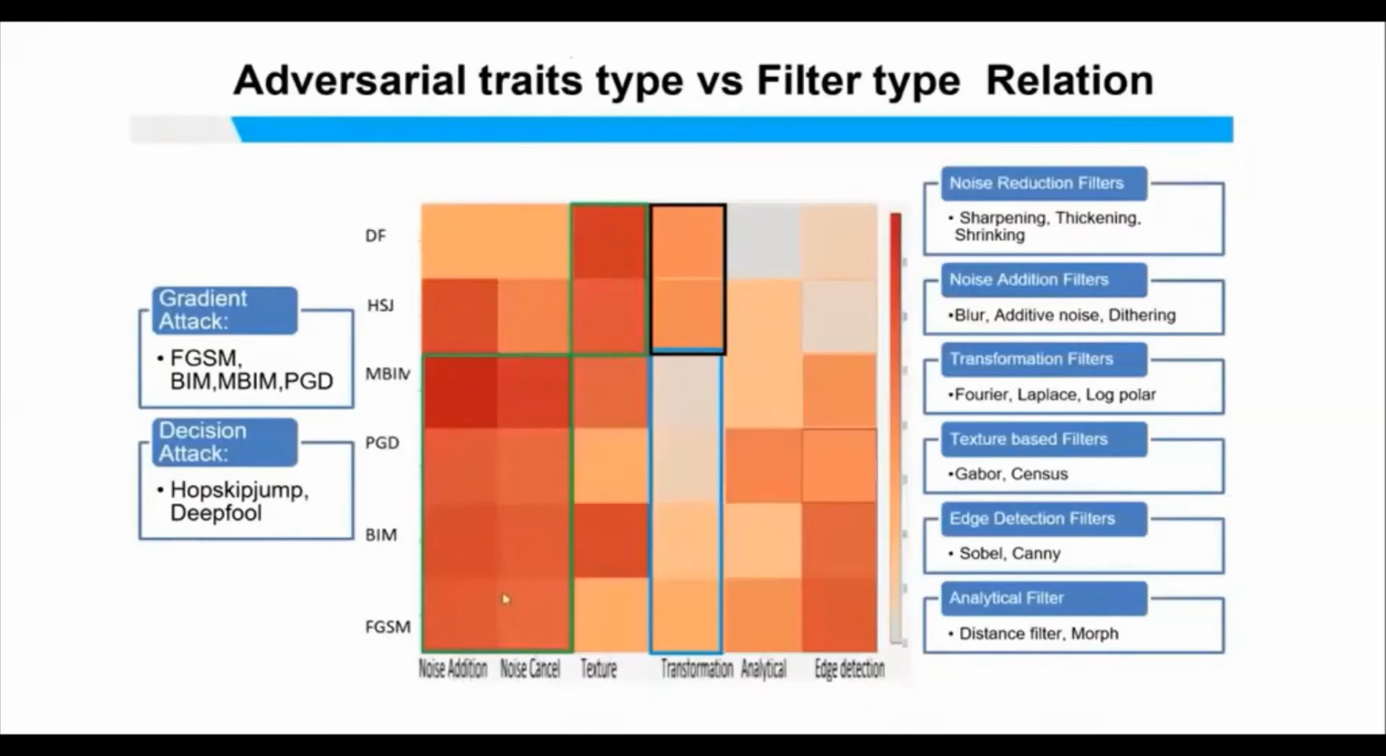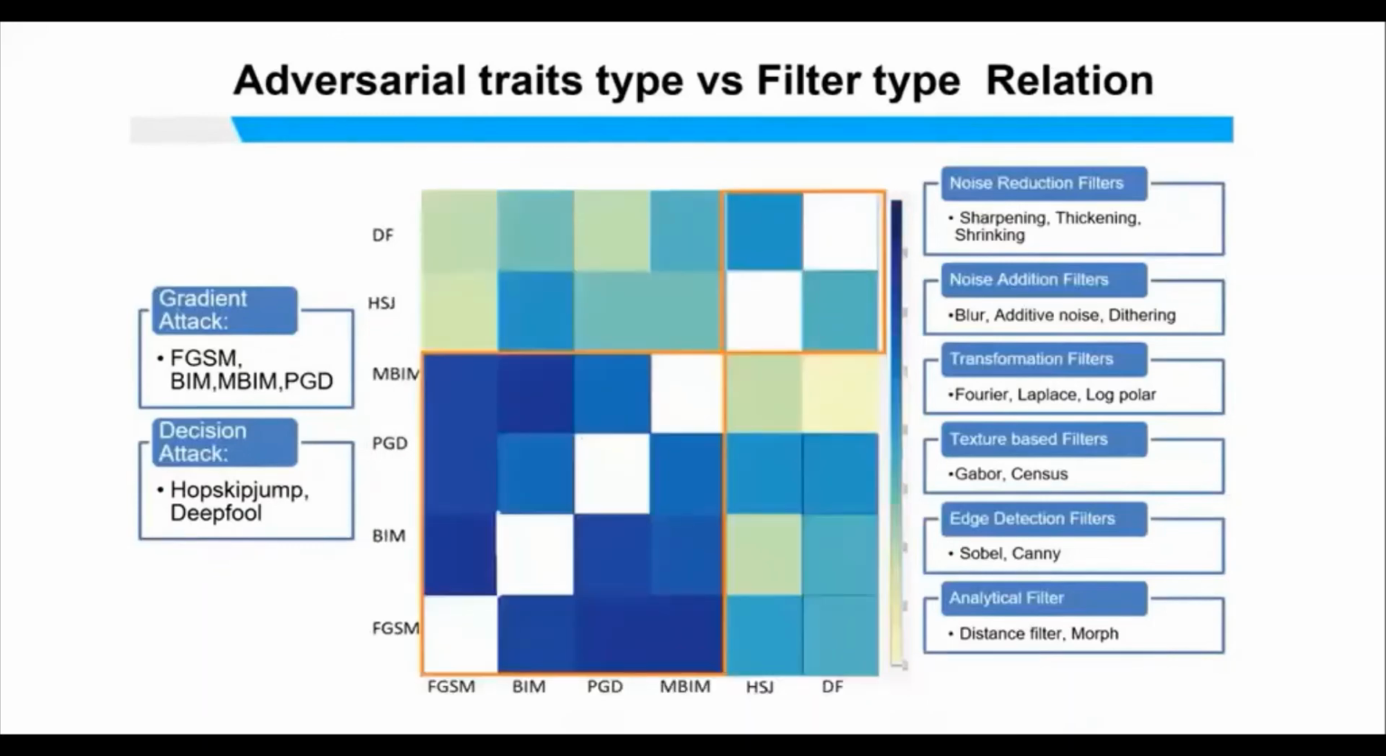of attacks, which are actually from the same attack family, and they do not work well with DeepFool and HopSkipJump. But the texture-based filters work well with the decision-based attack family, though not as well as with the gradient attacks.